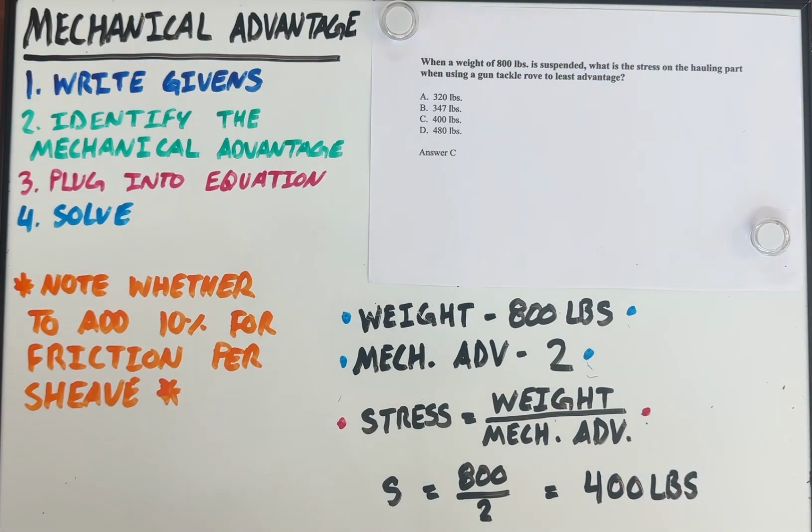Now there are other problems like this that note in the question whether to add 10% for friction per sheave. In this question it does not, so we don't need to do that.